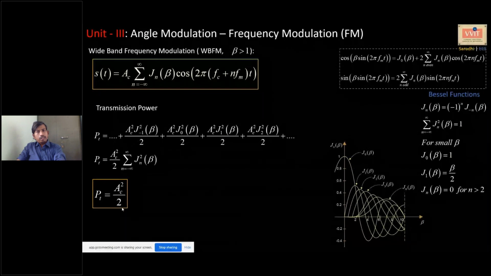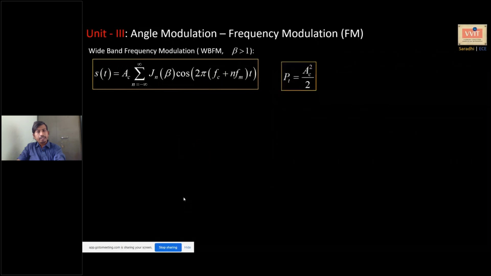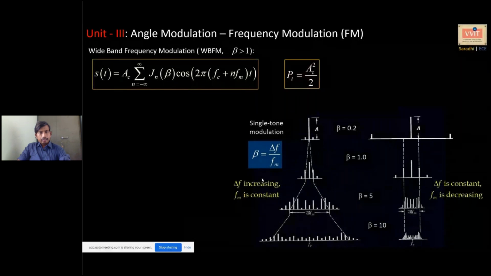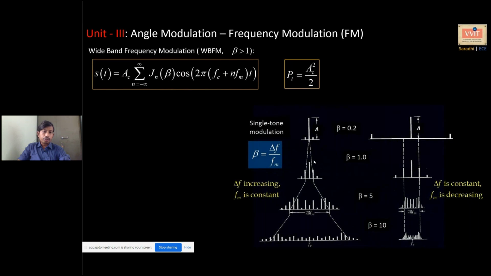Similarly, what is the transmission bandwidth required? If you look at the spectrum of wideband FM, we are saying that beta can be anything greater than 1. Now suppose beta is increasing. If you want to increase beta, it can be done either by increasing the frequency deviation or decreasing fm. Let us see these two scenarios. Suppose you keep fm constant and increase delta f. As delta f increases, beta also increases.